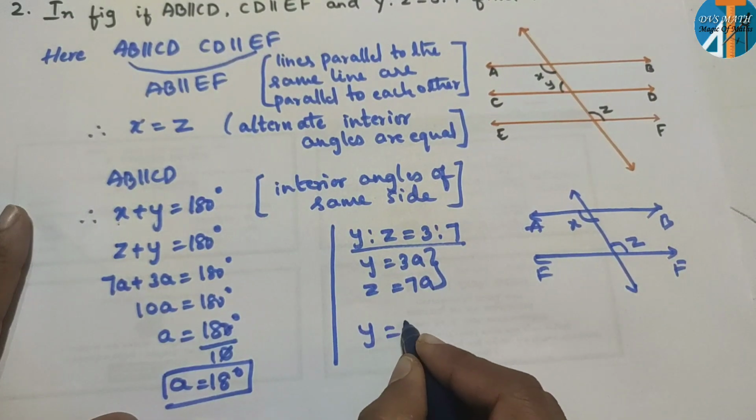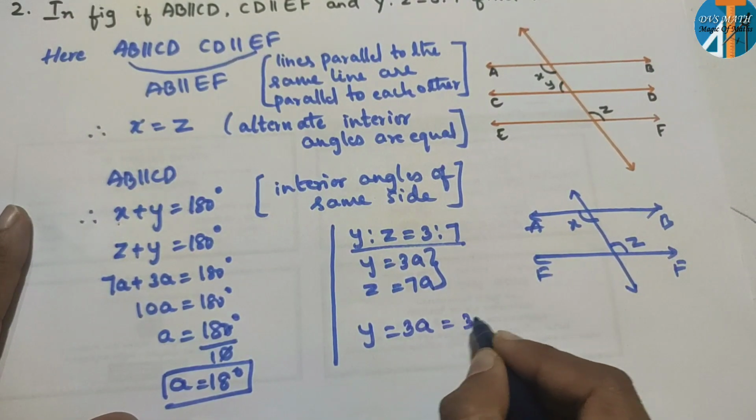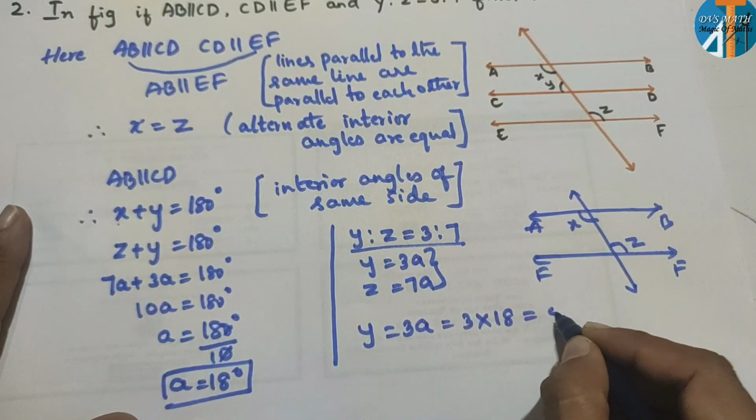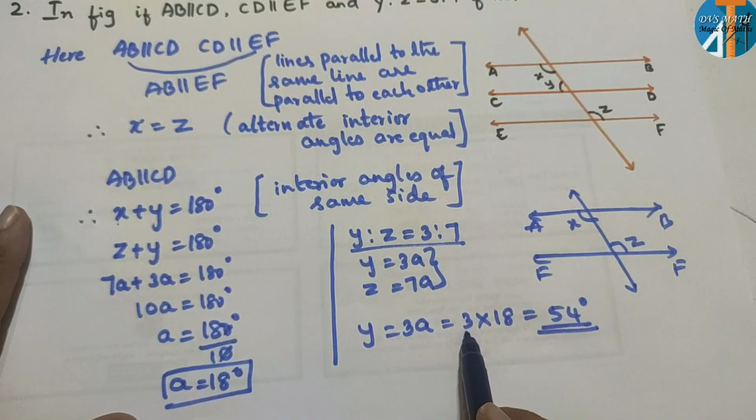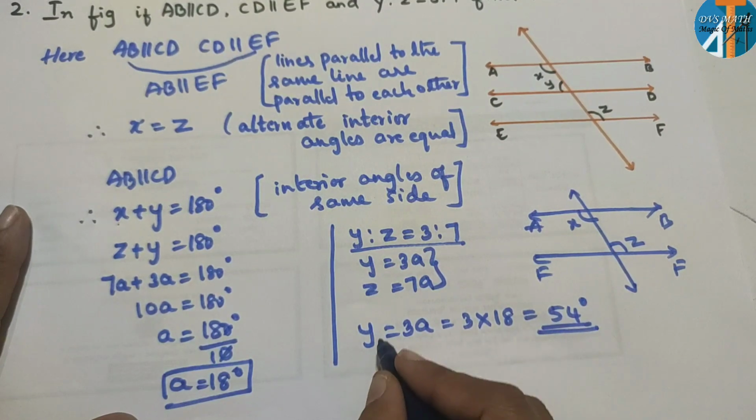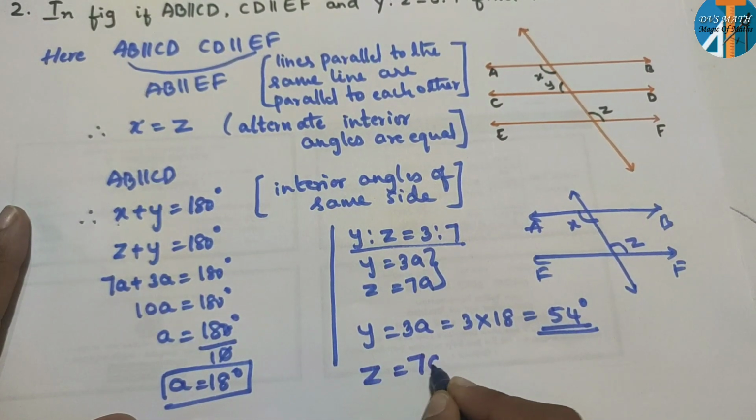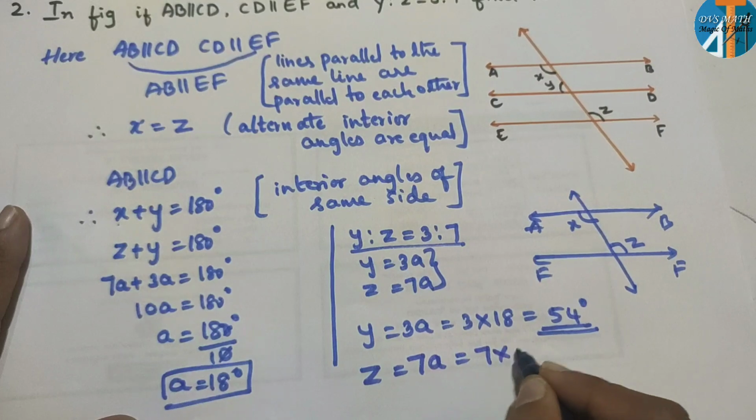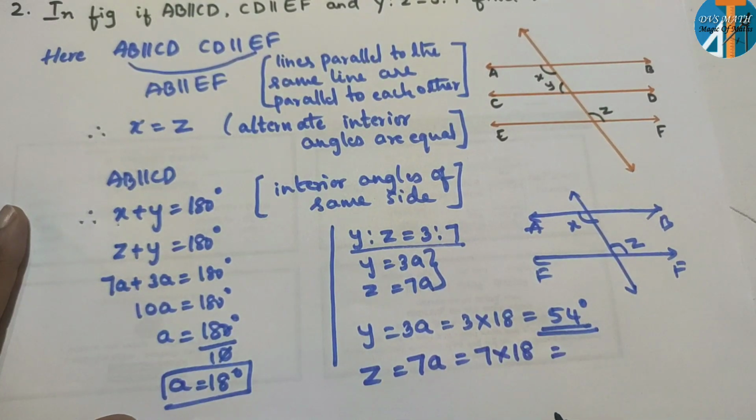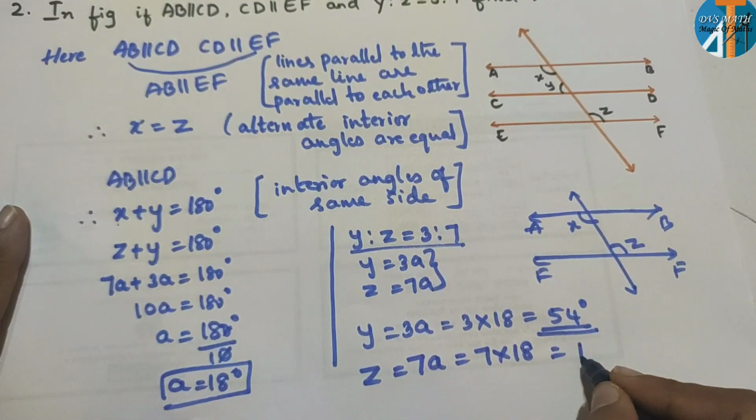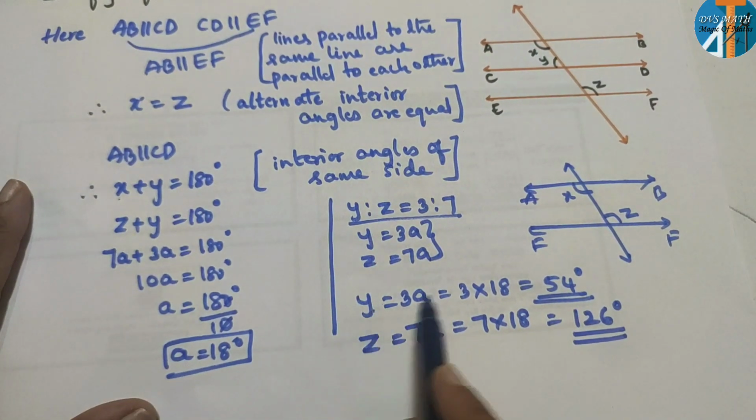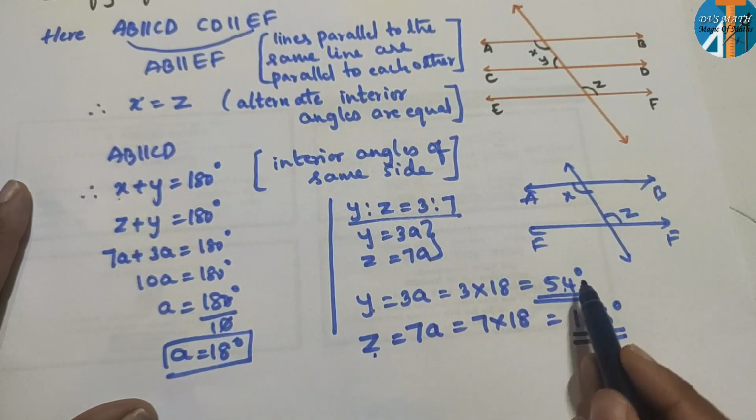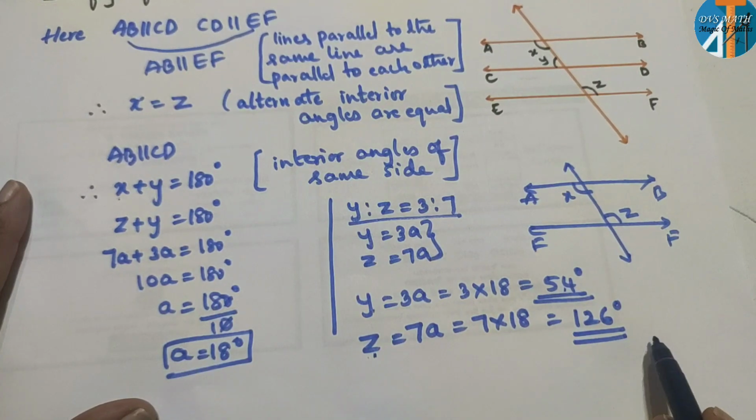So y is equal to 3a. That means 3 into 18 is equal to how much? 54 degrees. Yes, right? 18 threes are 54. Then in the same way, z is equal to 7a. So 7 into 18, 7 eights are 56, and so 7 times 18 is 126 degrees. That means y is equal to 54 degrees, and z is equal to 126 degrees.